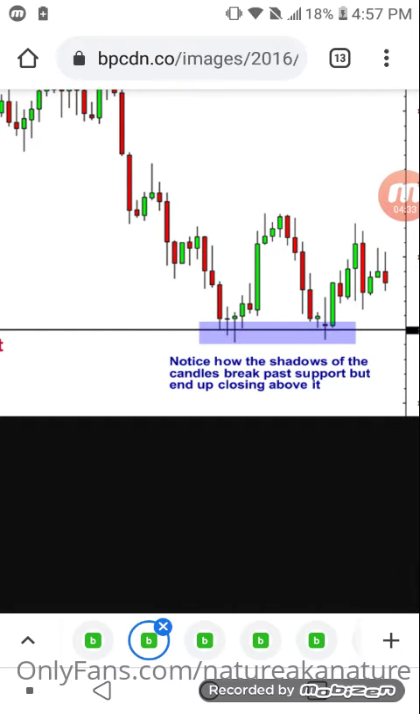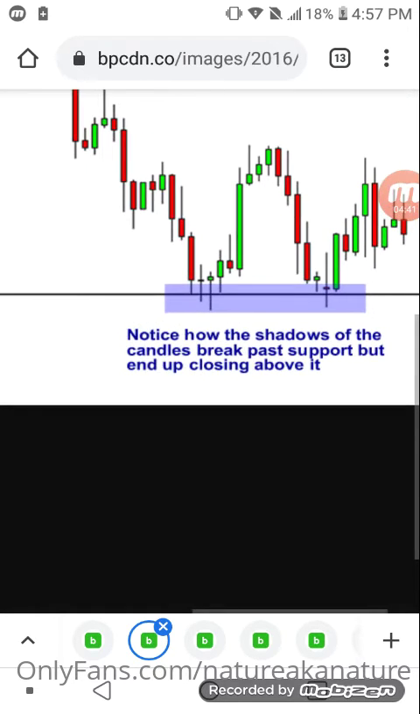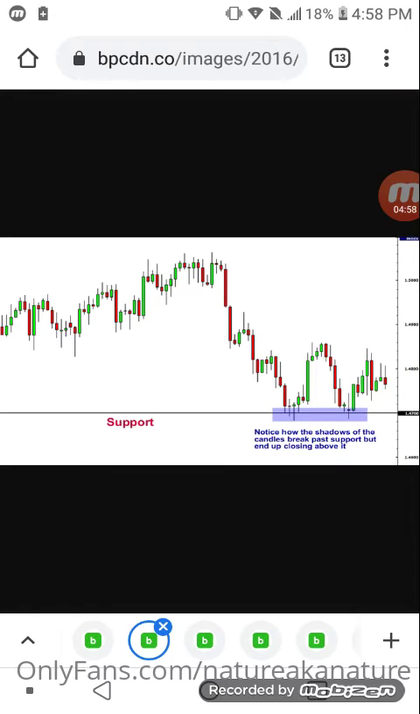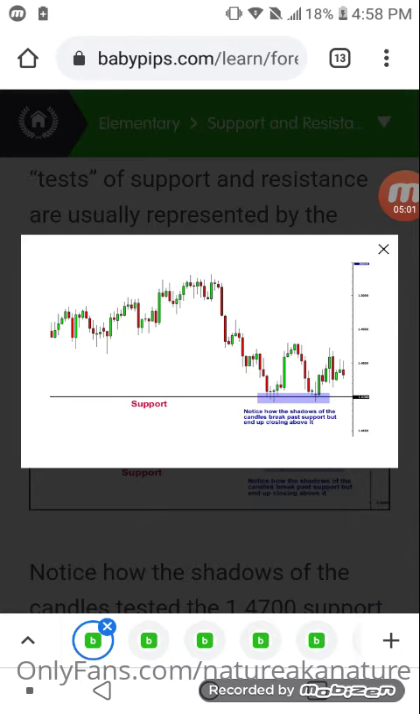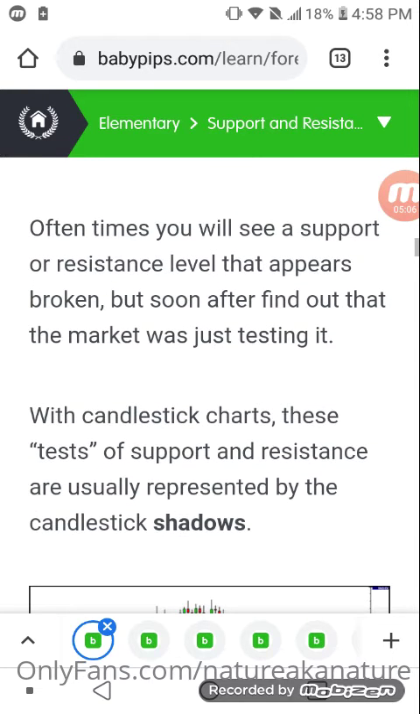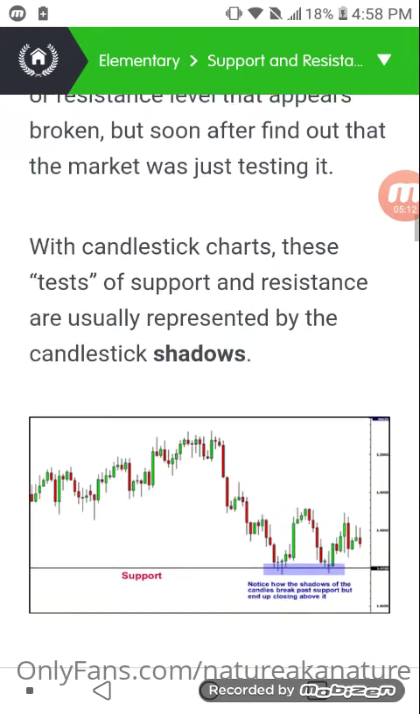Notice how the shadows of the candles right here, the wicks of the candles, break past support but end up closing above it. This is how we know when price is going to reverse. It's going to test it by making candlestick shadows before reversing. With candlestick charts, oftentimes we will see support or resistance levels that appear broken, but soon after find that the market was just testing it.